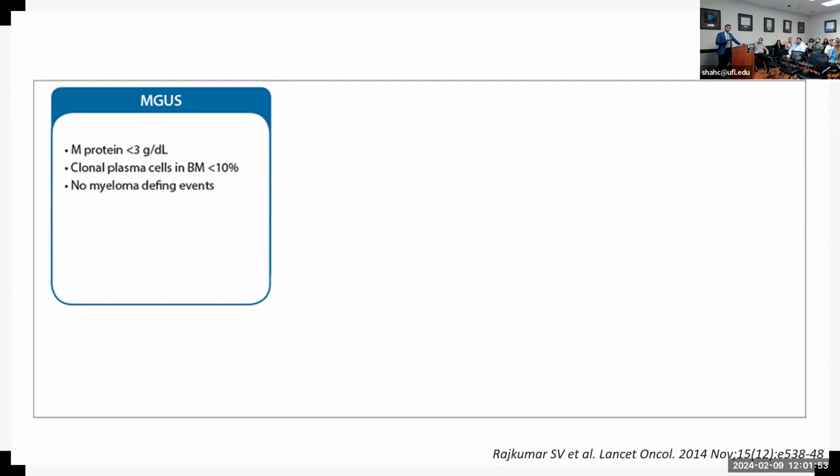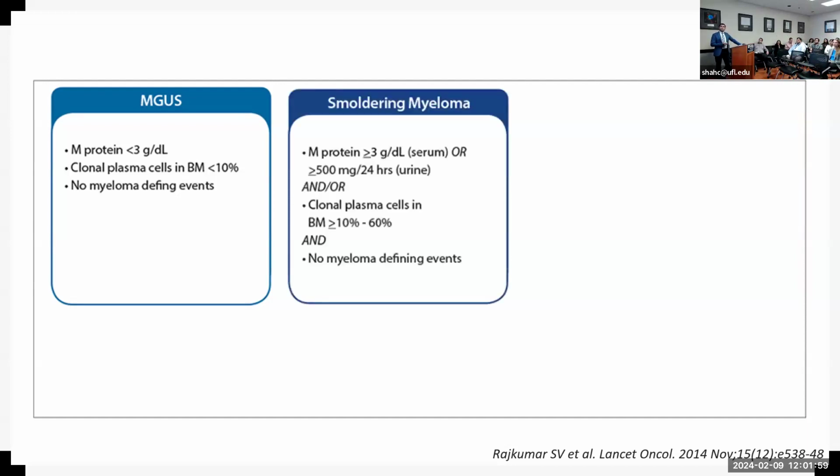The rate of MGUS progression to multiple myeloma is calculated at around 1% per year. It progresses to smoldering myeloma. Smoldering myeloma is when M protein increases to more than 3 grams per deciliter, and on bone marrow biopsy these patients have a plasma cell clone of more than 10%. But again, they should not have any myeloma defining events. The rate of progression of smoldering myeloma to multiple myeloma is around 10% per year, and that's why they need to be followed very closely.